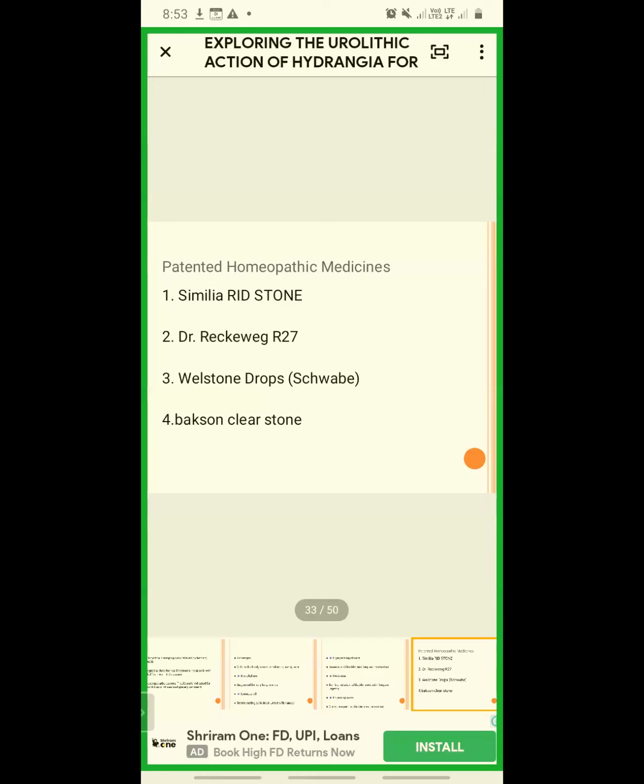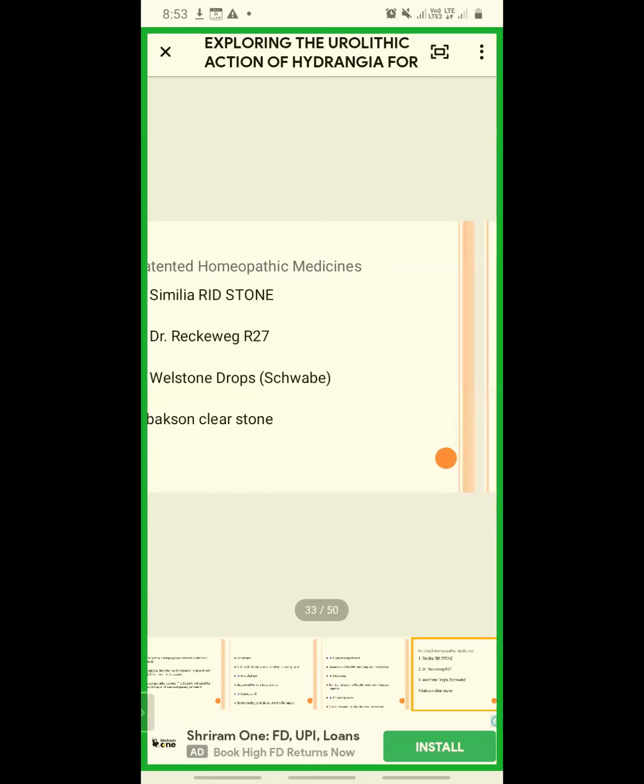So the patent homeopathic medicines include Similia Redstone as one of the medicines. Then Dr. Reckeweg's R27, then Wellstone drops, Schwabe, and Baksons Clearstone. These are the patent products.